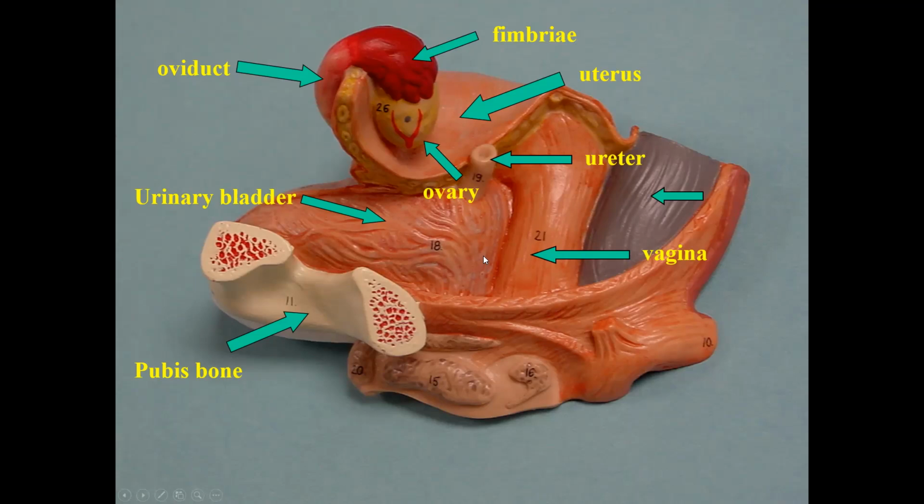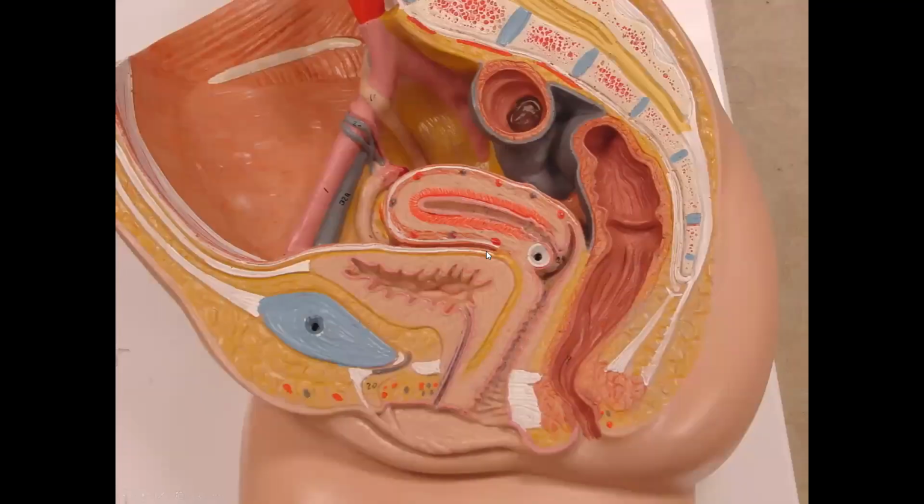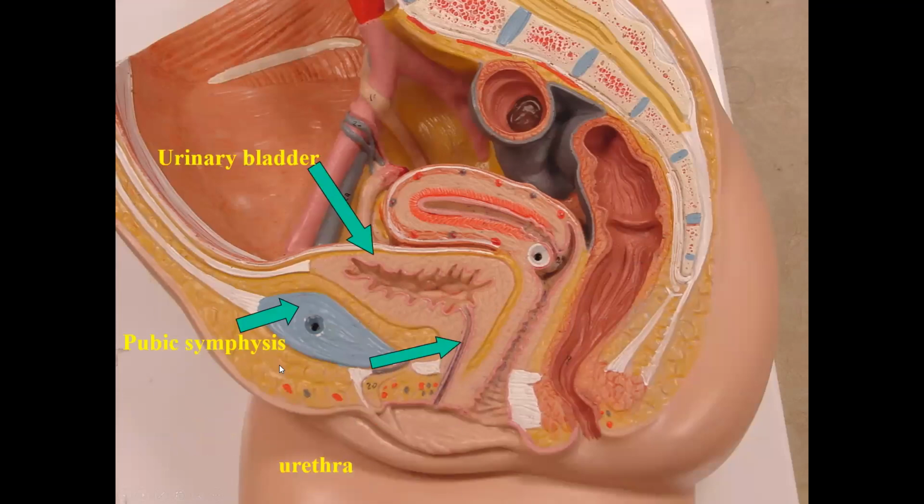Okay, now let's get into the inside here. There we go. There is the uterus right there with the urinary bladder on top, the mons pubis over here. There's the pubic bone. There's the bladder. There's the urethra. There's the uterus. There's the cervix and the vagina.